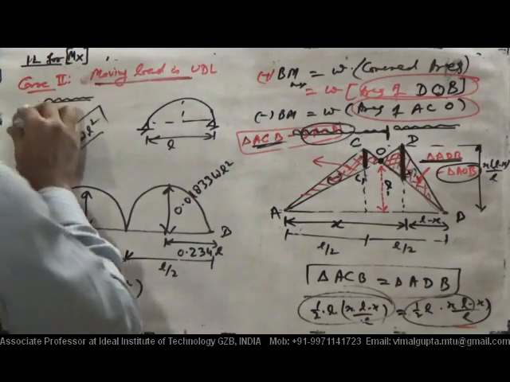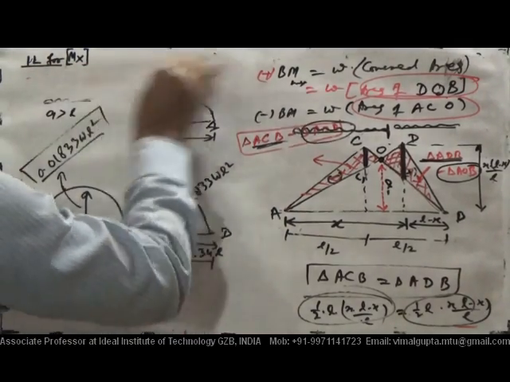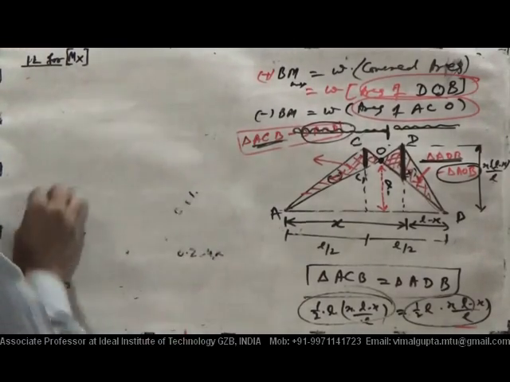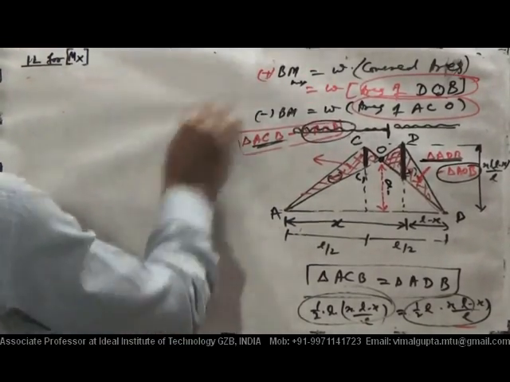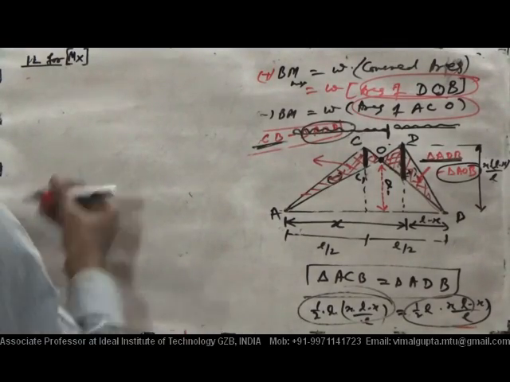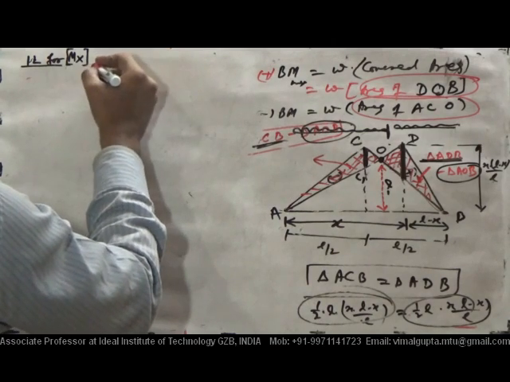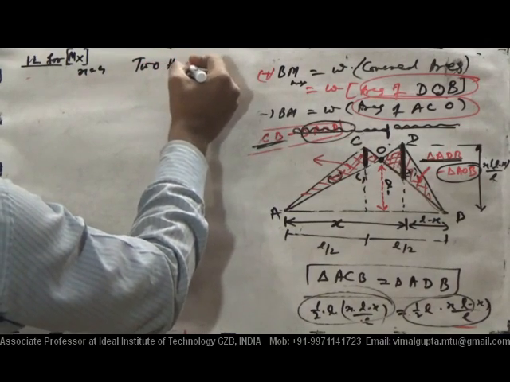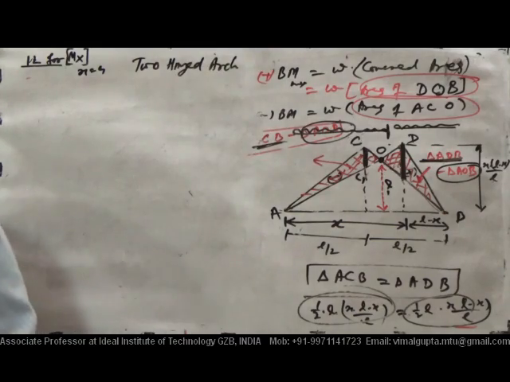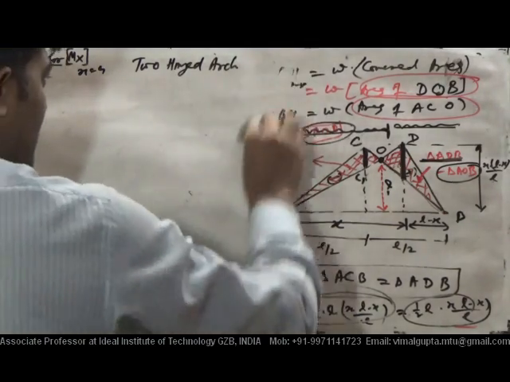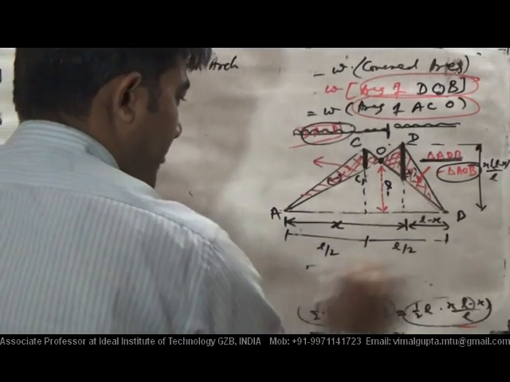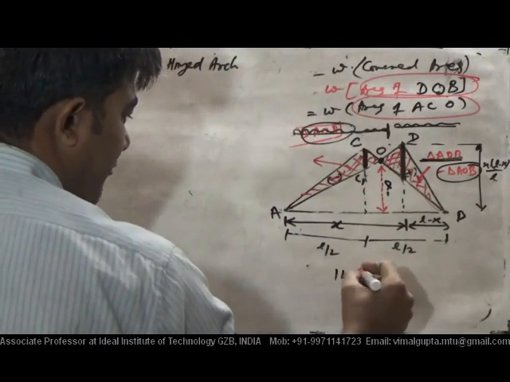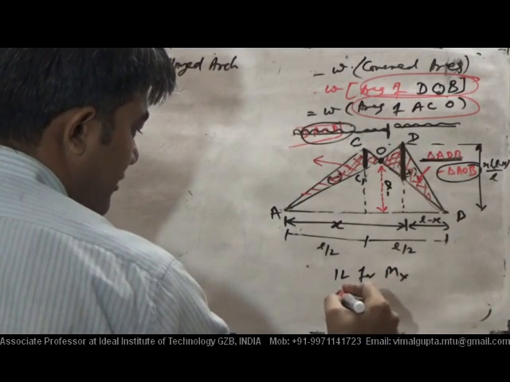Now I will plot the IL for Mx, the IL for bending moment at any section for a two hinge arch. I am going to plot the IL for this, x is equal to a, for which arch? Two hinged arch. Okay, so that was the plot for IL for Mx for the three hinge arch.